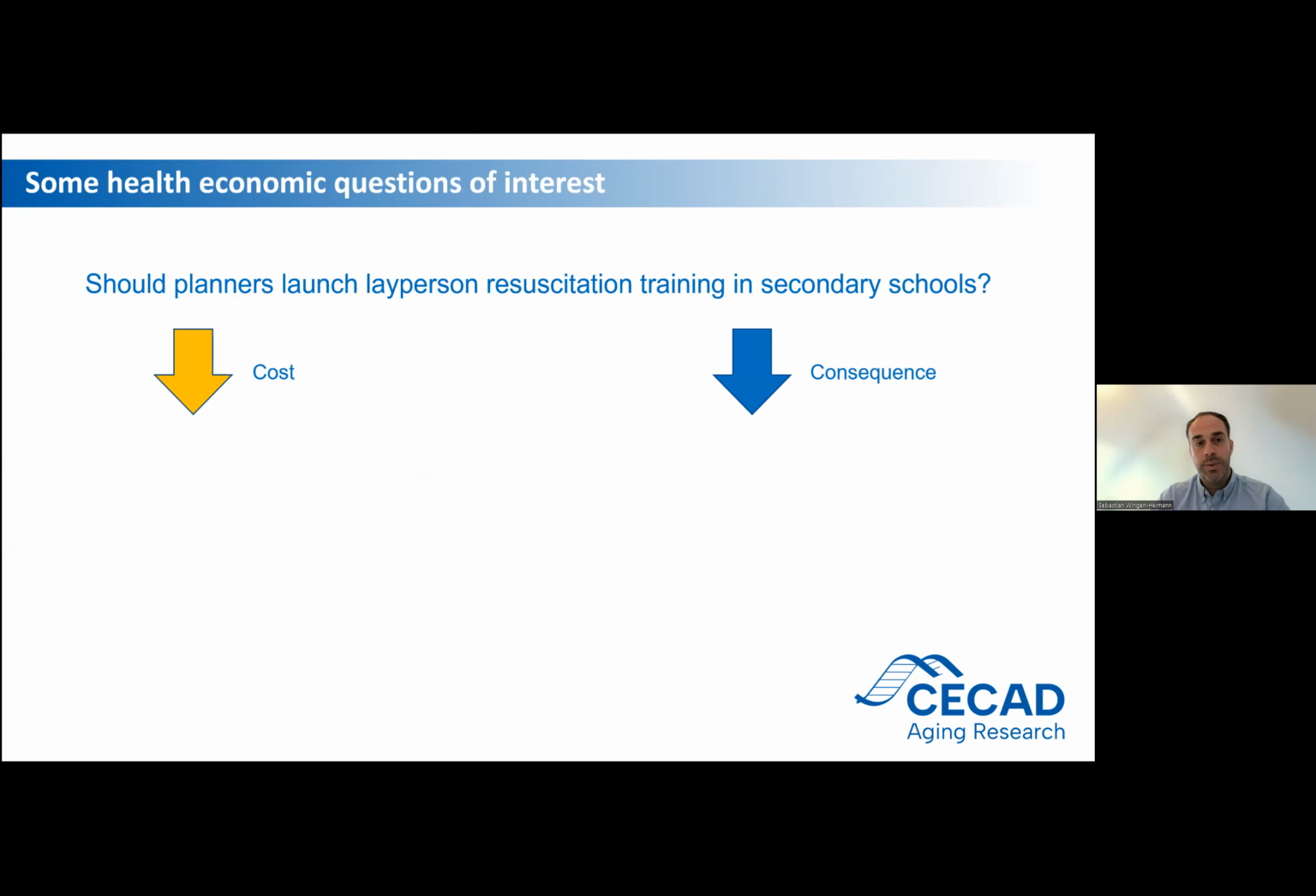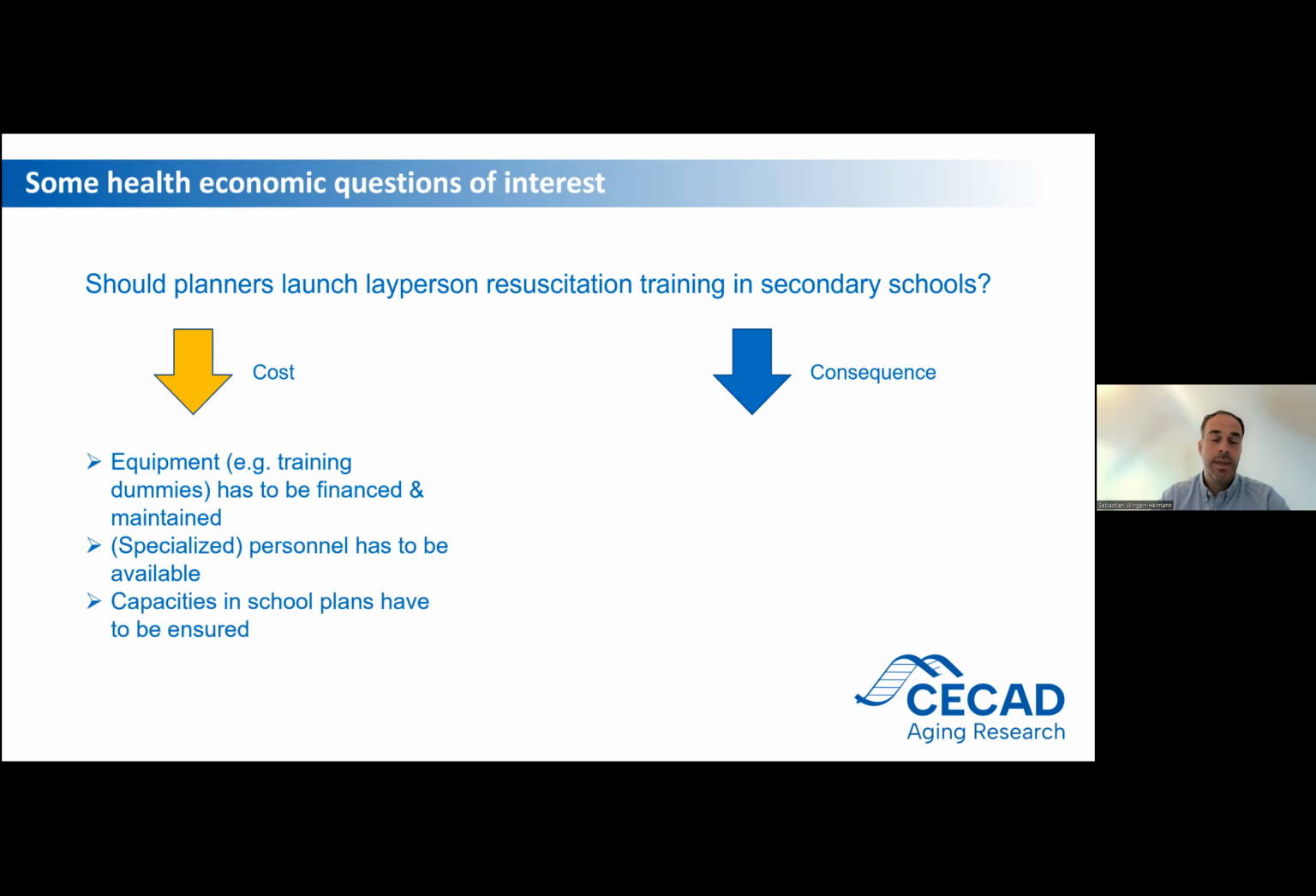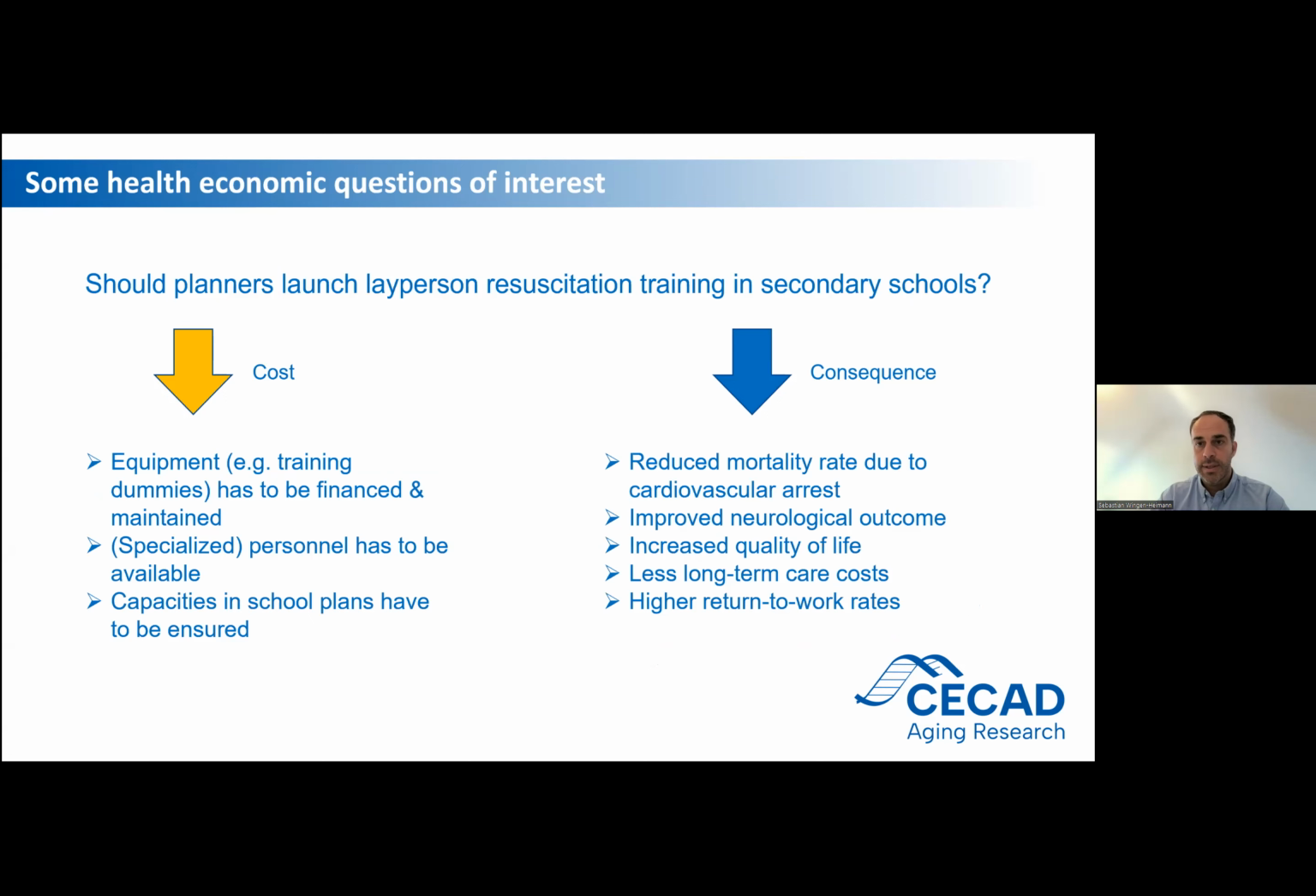So coming to our second question, should planners launch layperson resuscitation training in secondary schools? On the left-hand side, the costs. Again, the equipment has to be financed and maintained. The personnel has to be available as well, and capacities and school plans have to be ensured. The potential consequences are a reduced mortality rate due to cardiovascular arrest, an improved neurological outcome, an increased quality of life, less long-term care costs, and a higher return to work rate.